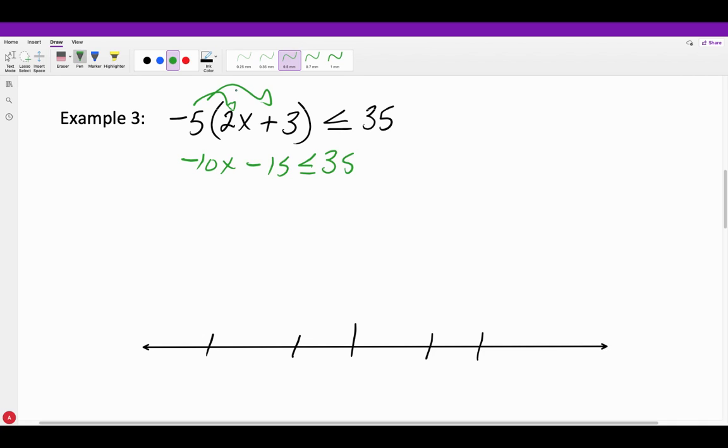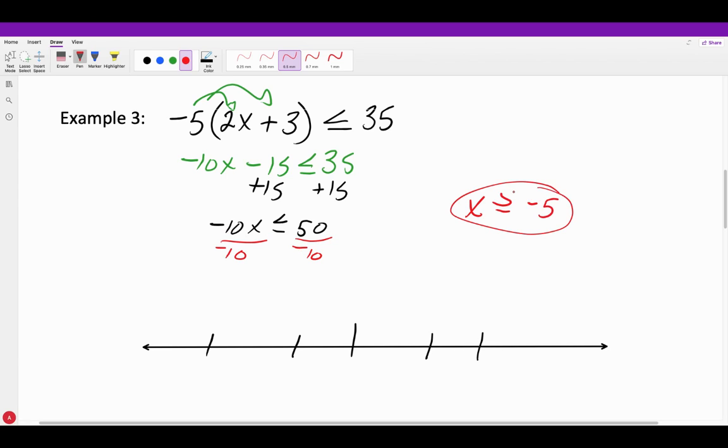All right, so now from here, I see that I'm subtracting and multiplying. So I'll add 15 to both sides. So negative 10x is less than or equal to 50. And then I'll divide each side by negative 10. I'm going to put the answer over here. So x, since I'm dividing by the negative number on both sides, I need to flip my inequality. So x is greater than or equal to negative 5.